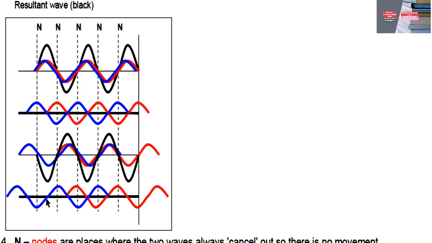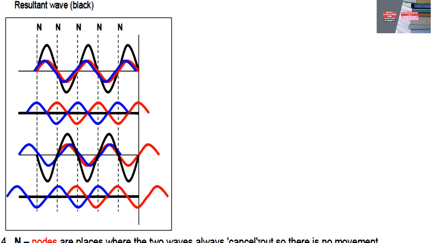So 3t over 4 will have the same as t over 4. And then at t, it will be exactly the same as at the beginning when t was equal to 0. Okay, so we have these points of permanent 0 amplitude, permanent 0 displacement. And in between the two nodes, you have places where we do have maximum displacement. So these points of permanent 0 displacement are called nodes.